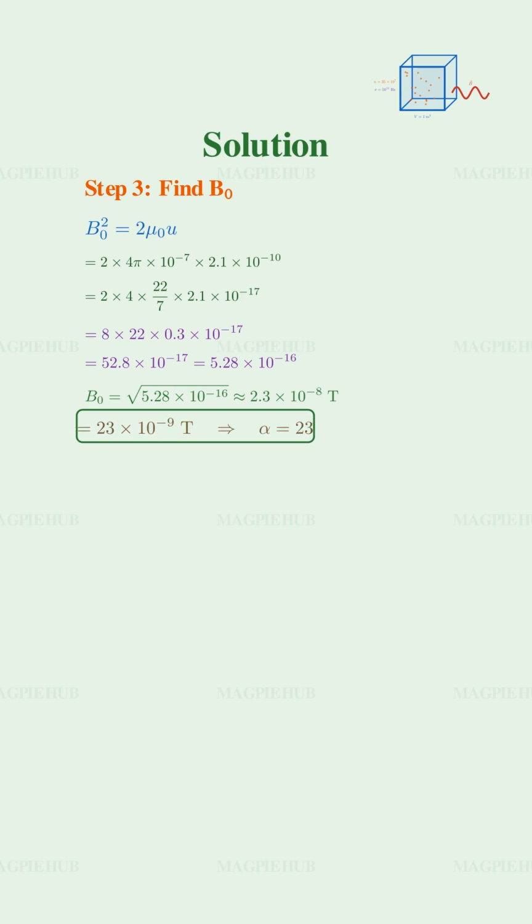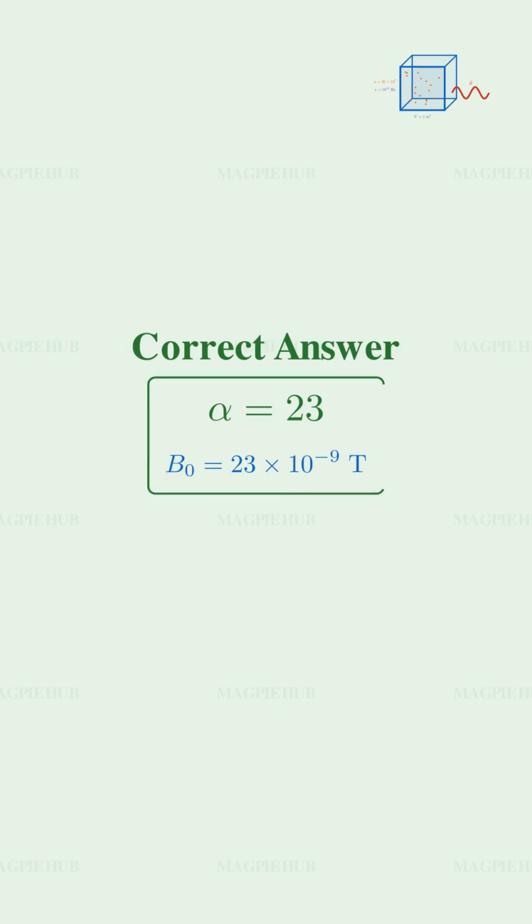Taking the square root, B naught equals approximately 2.3 times 10 to the minus 8 Tesla, which is 23 times 10 to the minus 9 Tesla. Therefore, alpha equals 23. The correct answer is alpha equals 23. The amplitude of the magnetic field is 23 times 10 to the minus 9 Tesla.